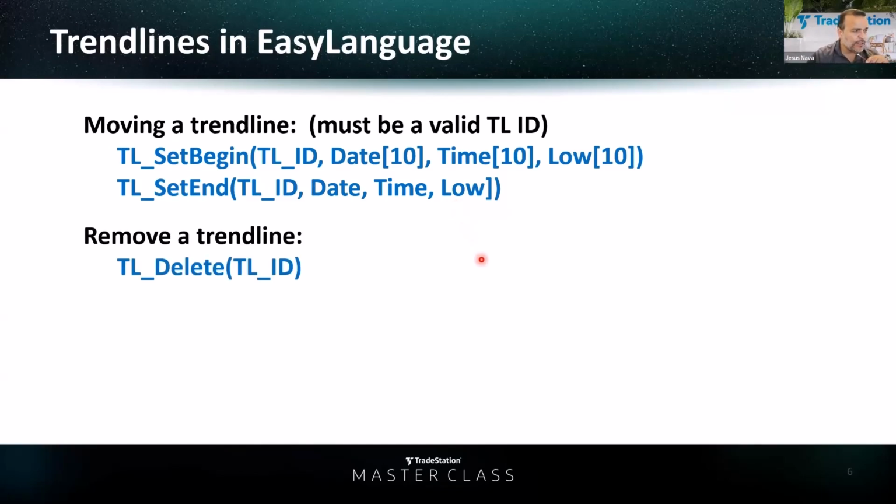You also have the ability to remove a trend line. As I said a moment ago, once the indicator draws the trend line, it stays there. It's not removed. So the only way that you can remove it is by using TL_Delete, which is another reserved word associated with trend lines. And you just have to provide the ID of the trend line that you want to remove. And this is convenient because sometimes if you're drawing trend lines and adjusting trend lines, you may want to remove old trend lines that don't apply anymore.